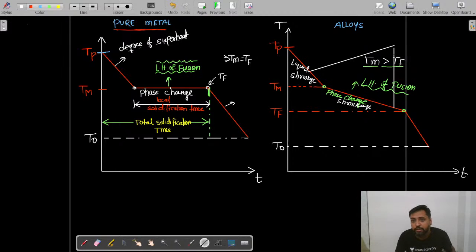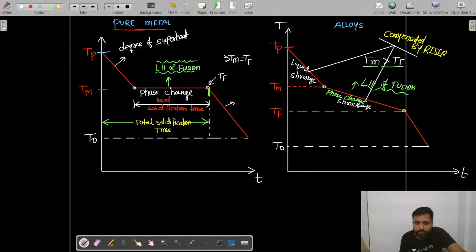These first two stages of shrinkages, as I had discussed yesterday, are compensated by the riser. This is what happens, dear students. Suppose you have this cavity here, the mold cavity, and we have a riser here, let us say like this.